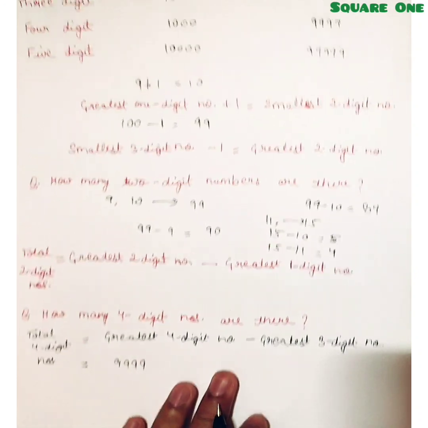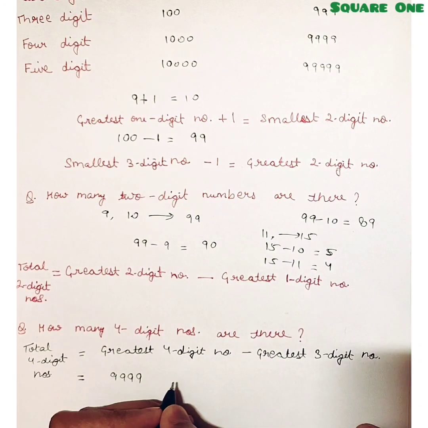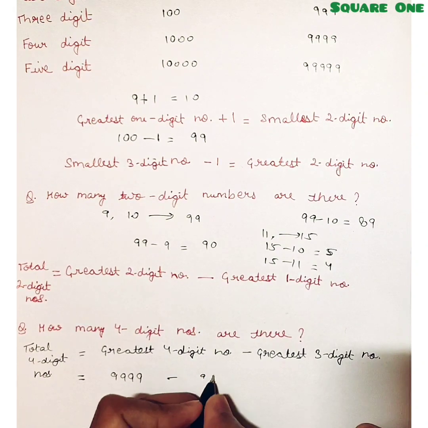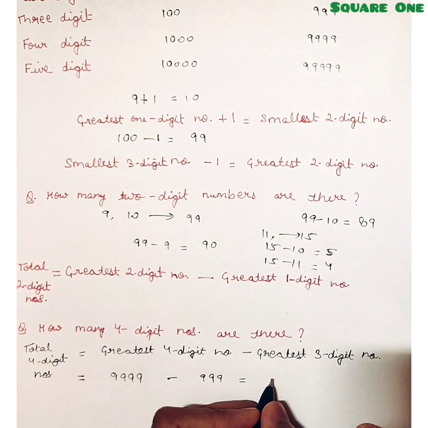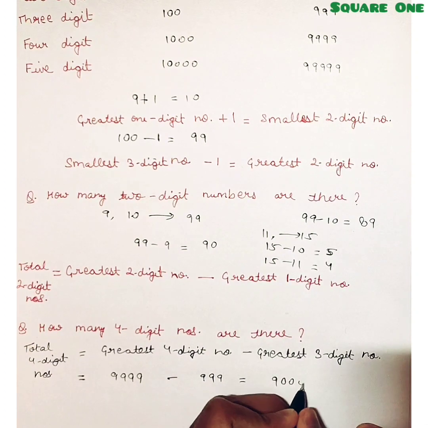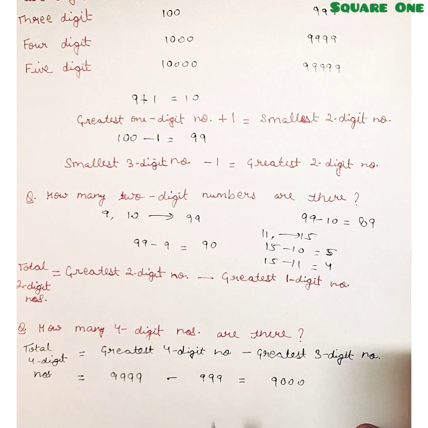We have seen in this chart the greatest 4-digit number is 9999 and the greatest 3-digit number is 999. So we subtract both these numbers and we get the solution as 9000. So there are 9000 4-digit numbers in total.